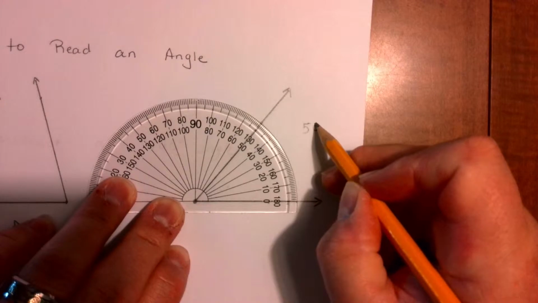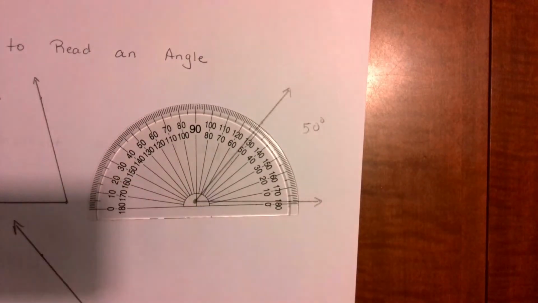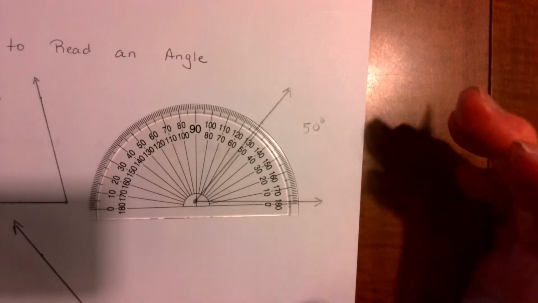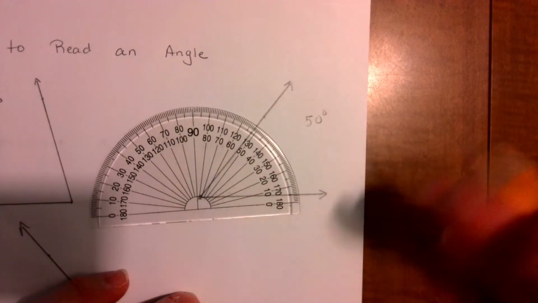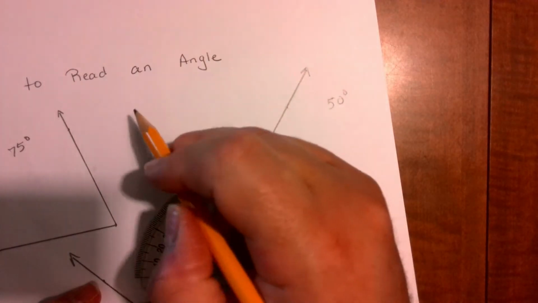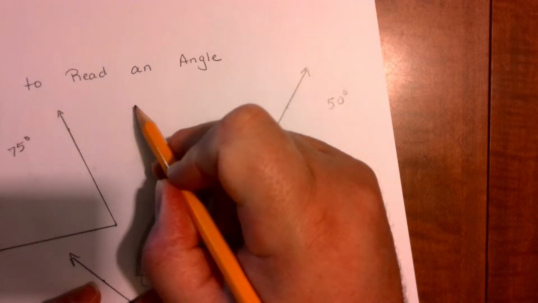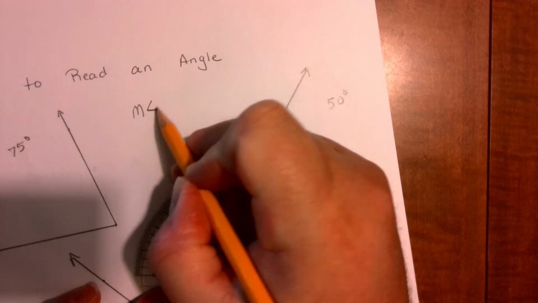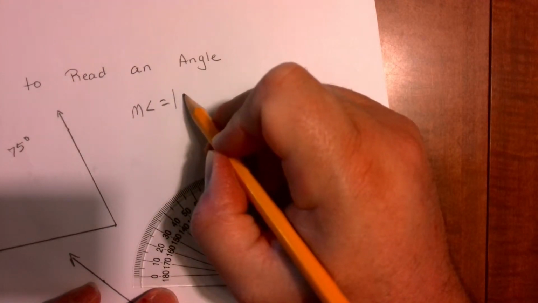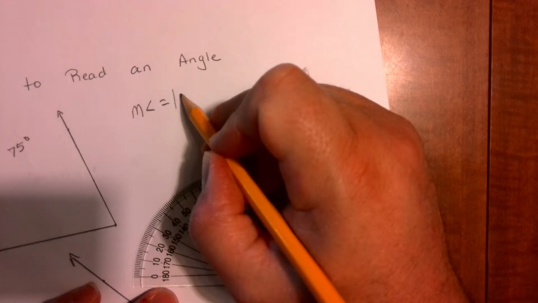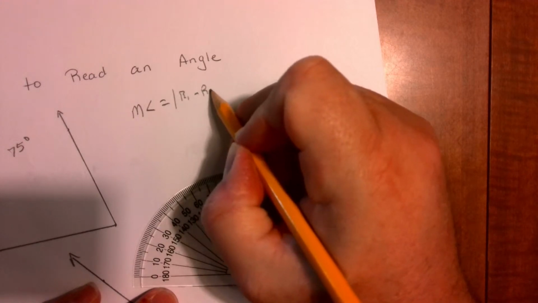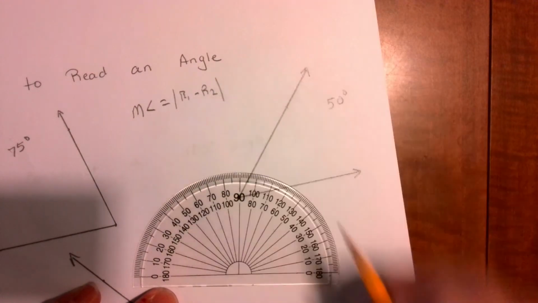Now, how does this work with the protractor postulate? Well, the protractor postulate says that you can apply numbers to each of the rays, and you can find the measure of the angle by subtracting those ray measures. So the measure of the angle is going to be the absolute value of the difference of those two rays. So we're going to find the difference of R1 and R2, and find the absolute value of that.